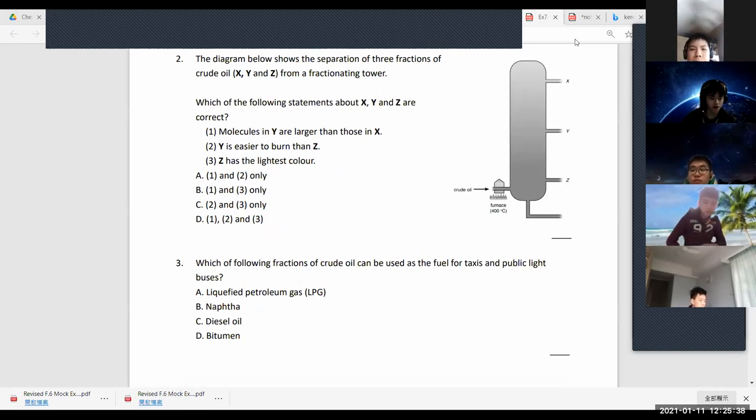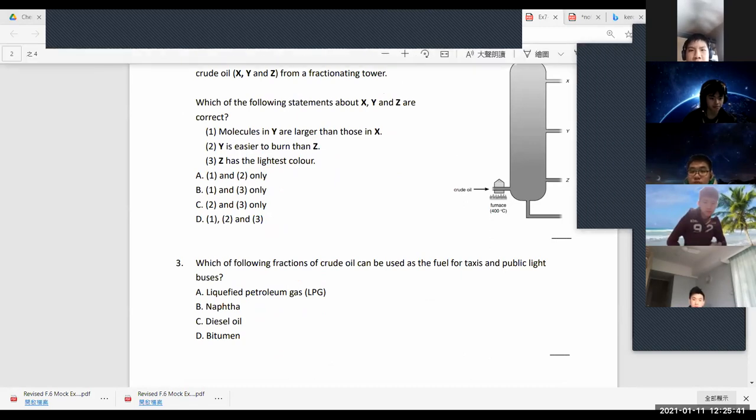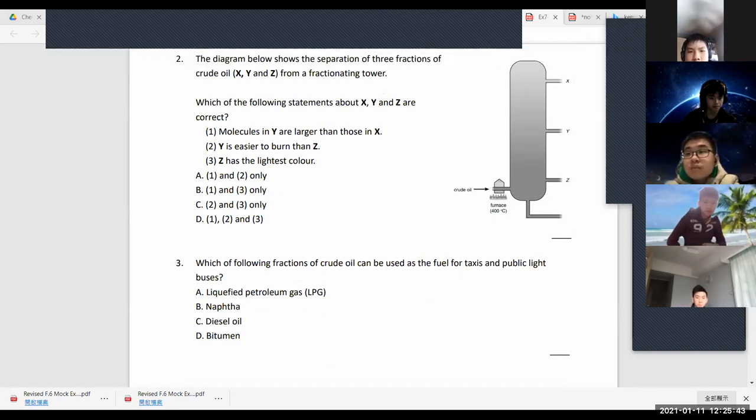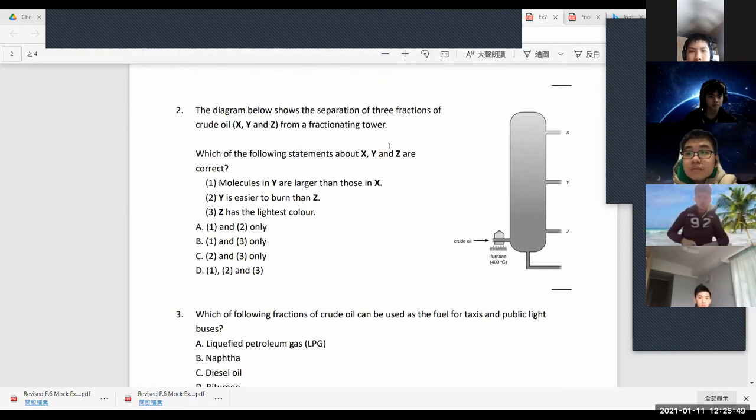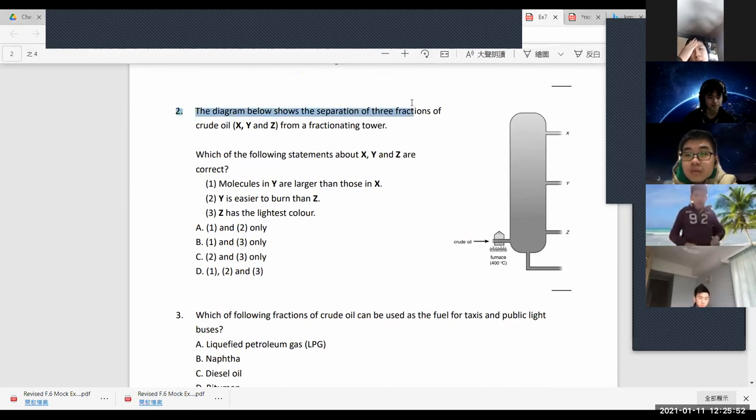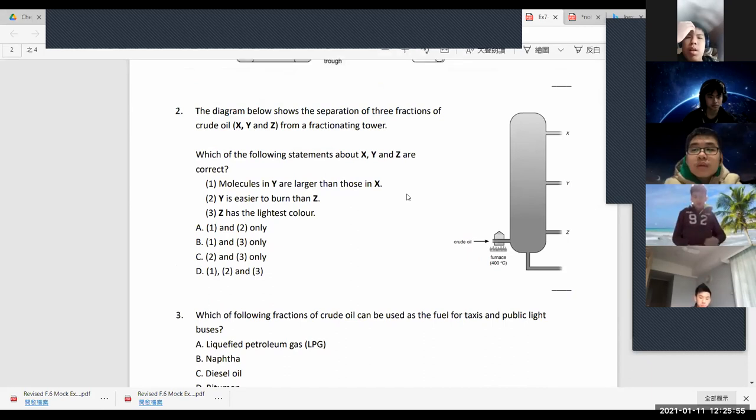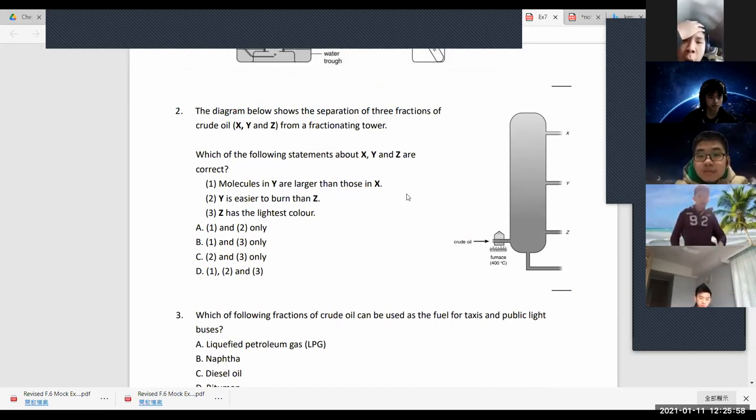Now, for those who know the answer, you may type it in the chat box. Number two, the diagram below. X on top, Z at bottom. A: Molecules in Y are larger than those in X. B: Y is easier to burn than Z. C: Z is the lightest color. A, yes, that's right. A is correct.